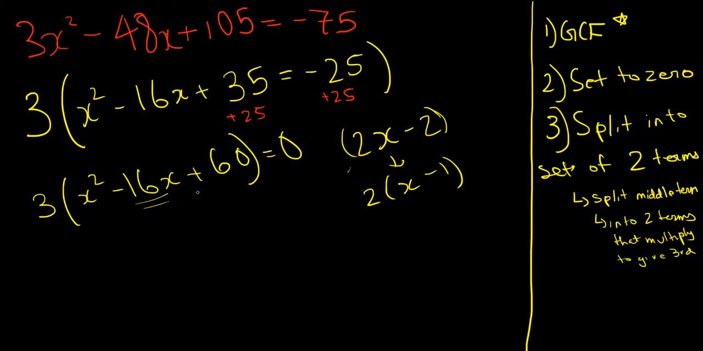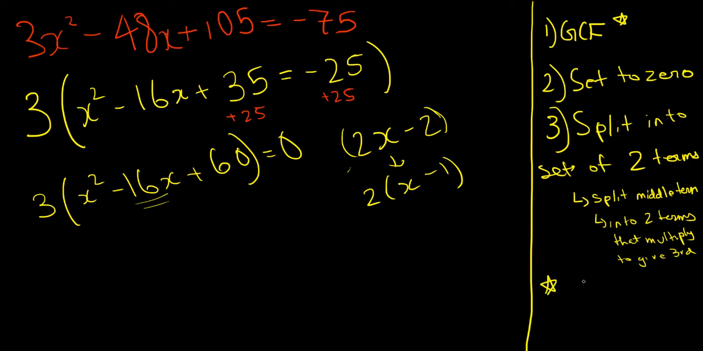That's just because it gives you a more common factor that you can work with here. So we can split 16 into what two factors to give us 60? Well, we can split it into -6 and -10.